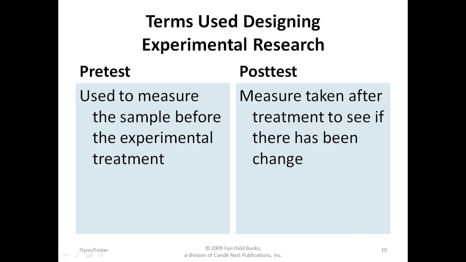Next are some terms used when designing experimental research. You can have a pre and post test when doing your research. And a pre-test is used to measure the sample before the experimental treatment, and a post-test measures taken after the treatment to see if there has been a change.